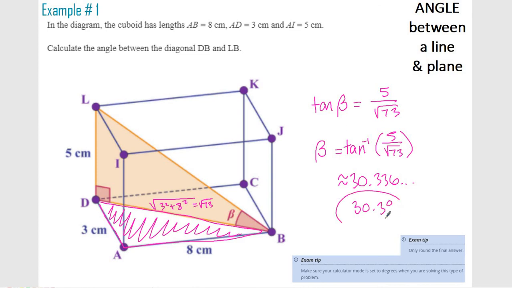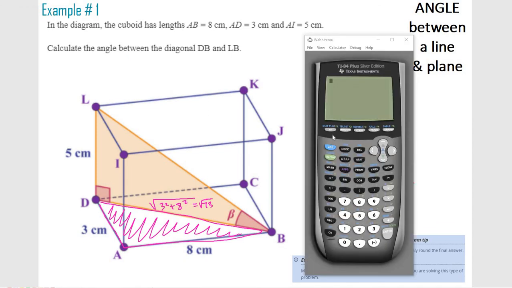30.3 degrees. So you want to make sure that you are in the correct mode. So let me show how you can fix that. On this calculator, you would go to your mode, and here it's on radians. So you want to go down and make sure the degrees is selected. So hit enter. And then now I should be able to do second tangent and then 5 divided by the square root of 73. And there we have it.